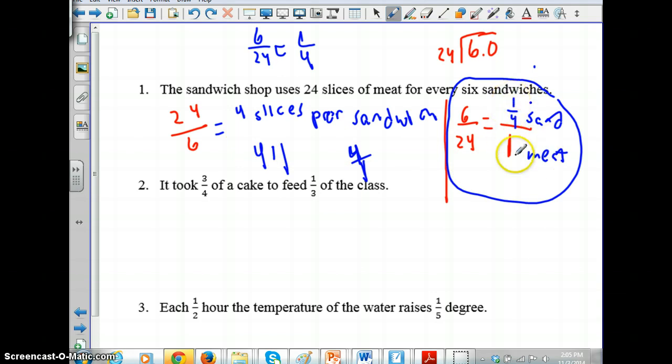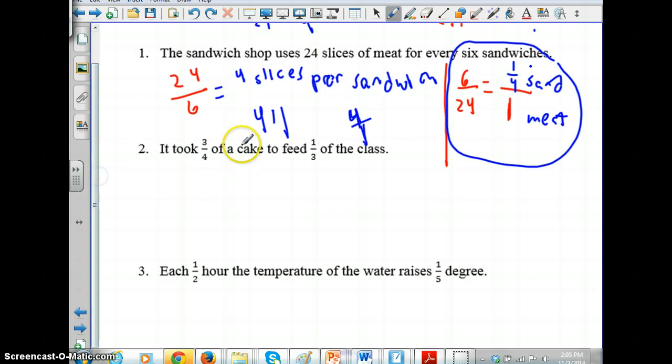This doesn't help us for much. And that's a good thing. If you ever get 1/4 of something in your unit rate, a lot of times that means that you need to use the other unit rate. Not always, but a lot of times. So let's look at this one. You have 3/4 cake to feed 1/3 of the class. So 3/4 of the cake, 1/3 of the class. So that's a rate, but it's not a unit rate.